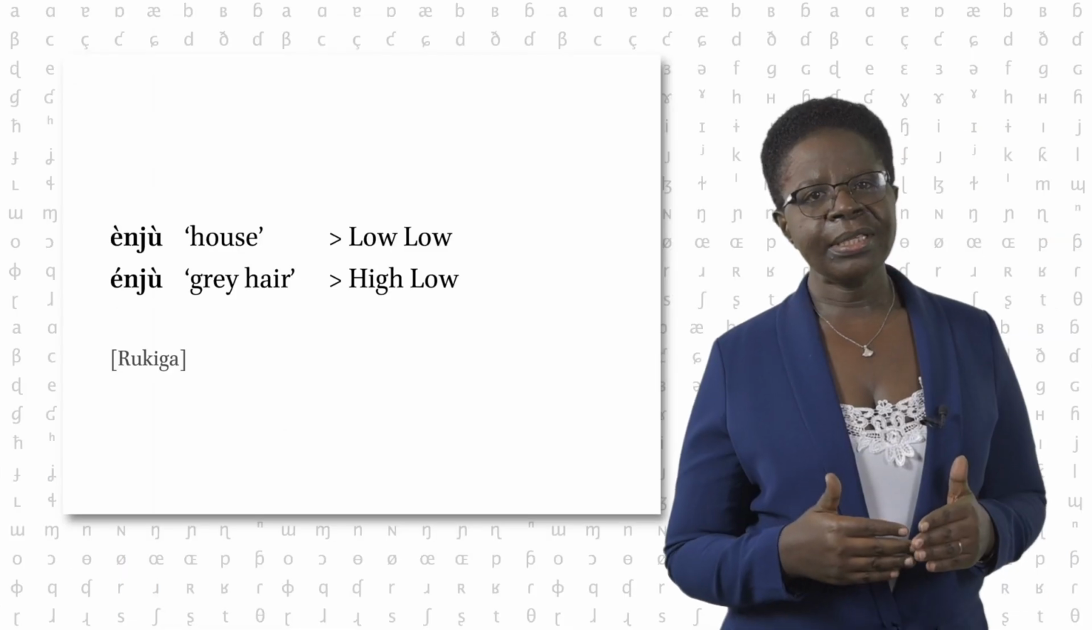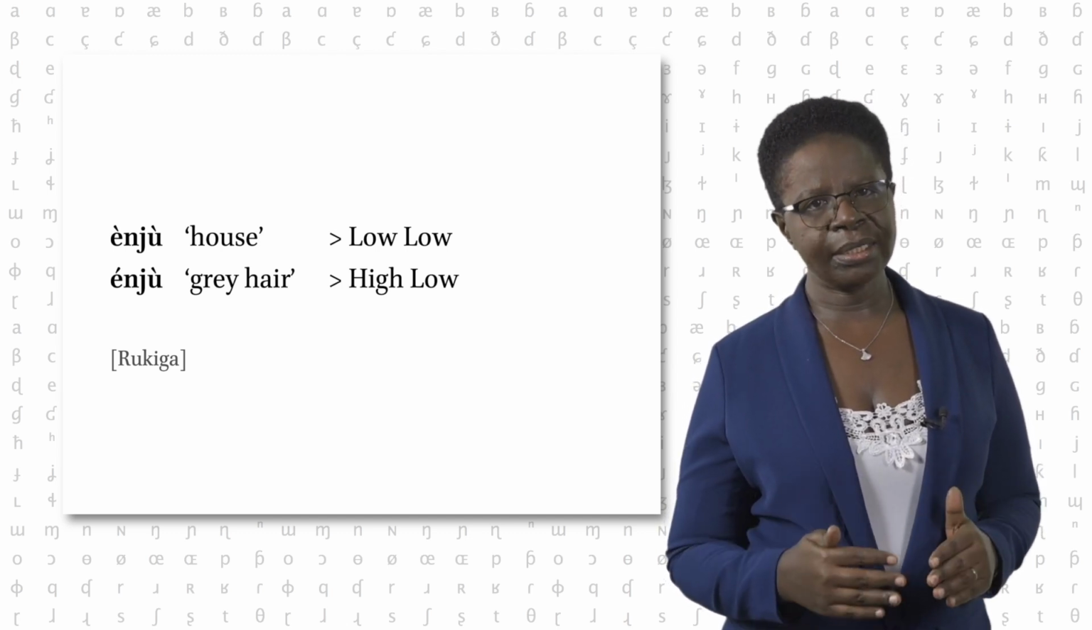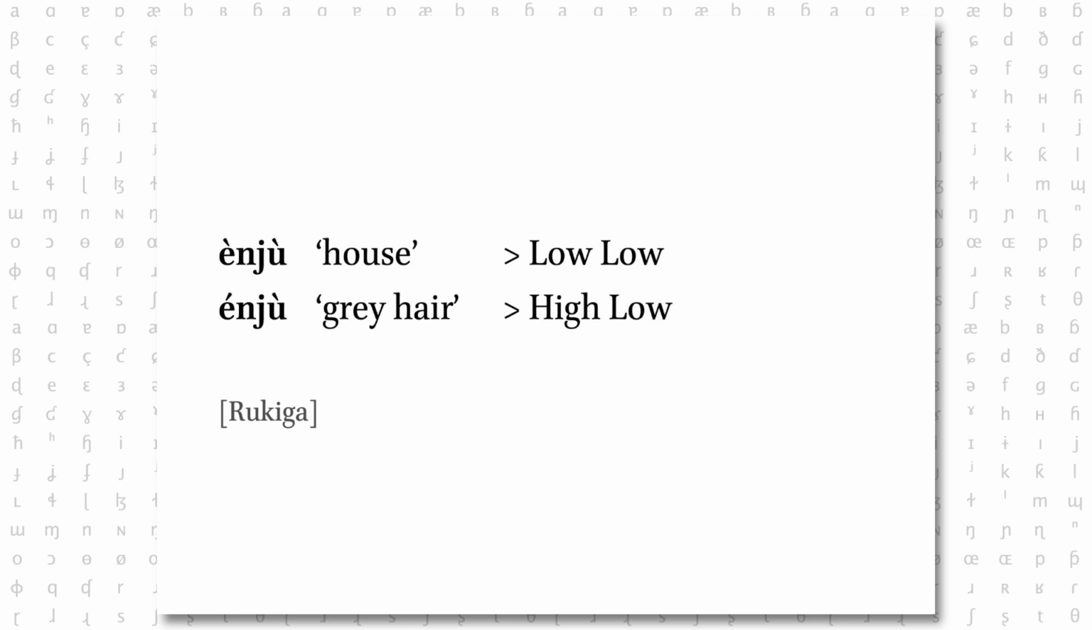So, in a tone language like Ruchiga, a Bantu language of Uganda, the word that is spelled like this can be pronounced in two different ways. These ways are distinguished by tone, and they make for two totally different words. One, meaning house, has two low tones, and the other, which means gray hair, has a high tone on the first syllable. The use of pitch differences to mark the distinction between different lexemes is called lexical tone. All languages use pitch, but only tone languages use pitch to contrast meanings between different words.